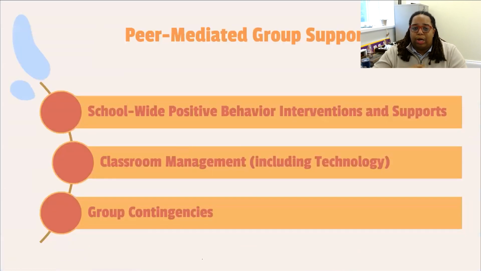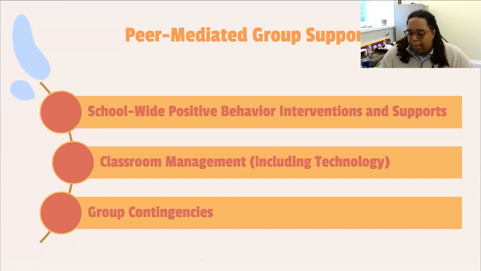Finally, we'll touch pretty briefly on peer-mediated group supports. So there is school-wide PBIS, of course. There is classroom management stuff like technology, Class Dojo, and all those types of things, as well as the group contingency world of interventions that can be implemented in the classroom. Really cool, and the reason why I want to highlight group contingencies is they can really be implemented at Tier 1, and then having additional supports that are added at the Tier 2 level.